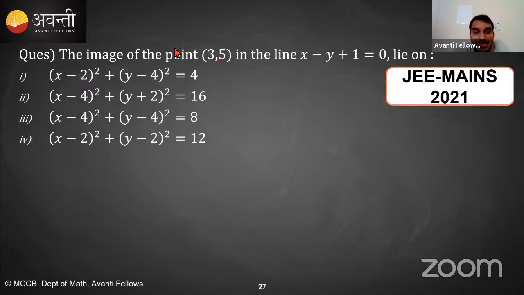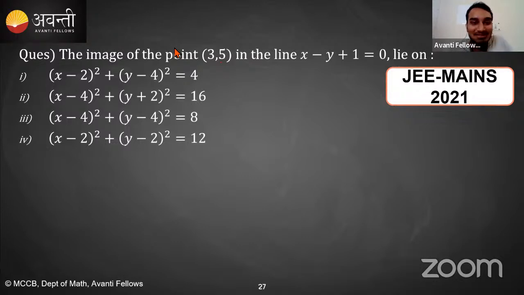What is the image you are getting? Janvi Balari, can you tell me the image of 3 comma 5 in this line? Huh? So you didn't find the image, but you know the answer. How is this possible? Black magic, huh? If you are not able to find the image but you are able to tell me the answer, the only thing I can conclude is black magic. Is this the case?